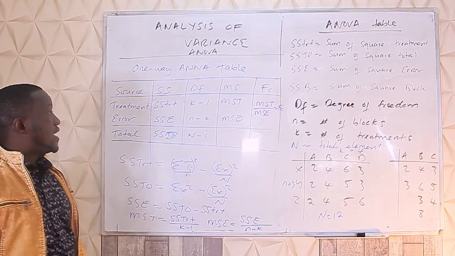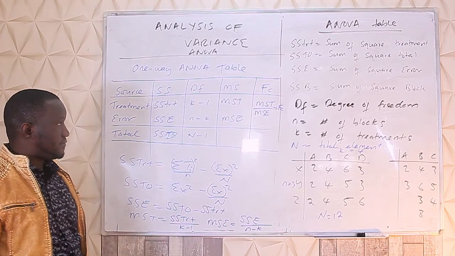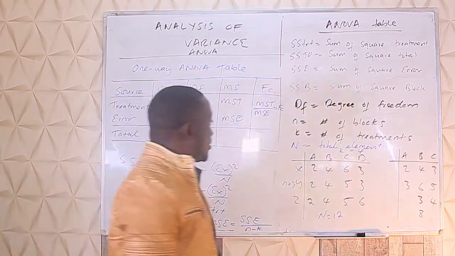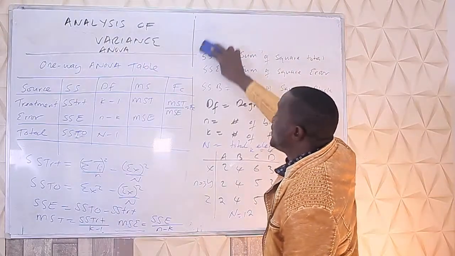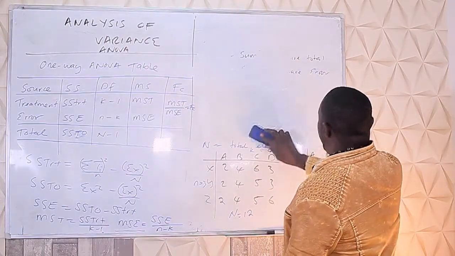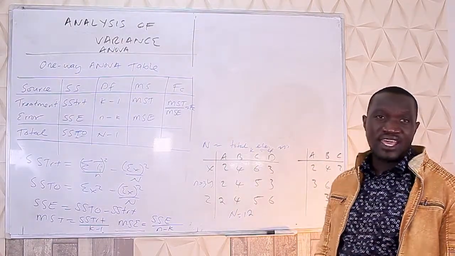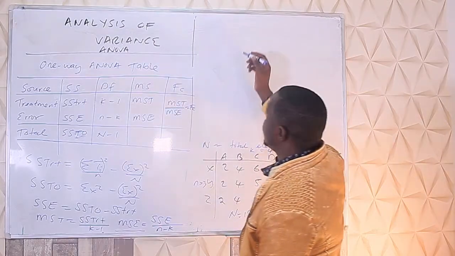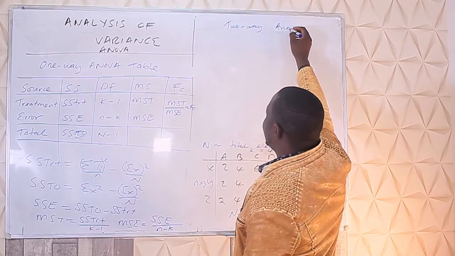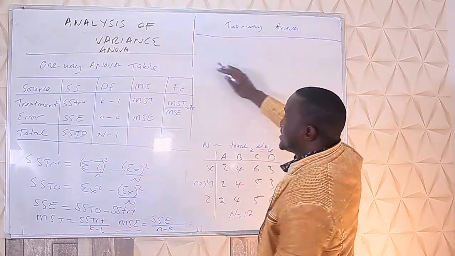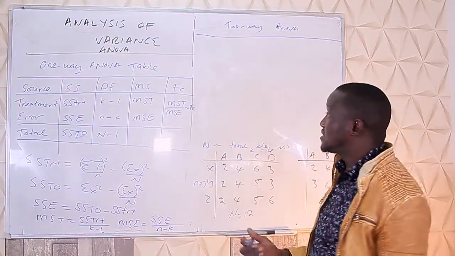So this is how a one-way ANOVA table is constructed. I'll take you through the format for a two-way ANOVA table. So it's very important as students that you're able to memorize or perhaps understand how the one-way and the two-way ANOVA table is done. So the difference in a layman's language is this. A one-way ANOVA only has treatments, and the two-way ANOVA has both the treatments and the blocks.